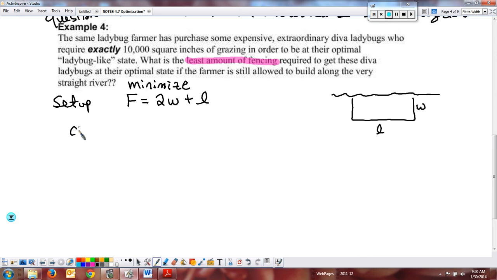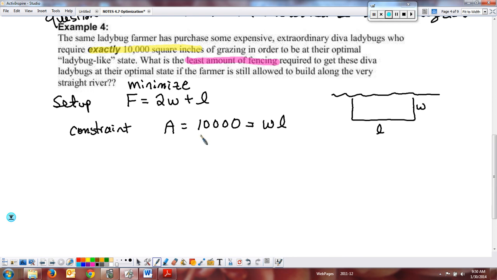Then we go to our constraint. Now our constraint has to do with the area. So we want to have the area be exactly 10,000 square inches. So what we want for our constraint is the area equal to 10,000. And how does that relate to my variables? Area is length times width.